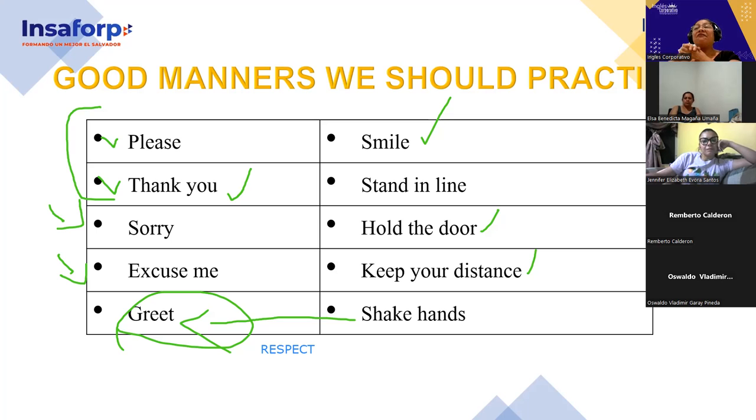Shake hands firmly. And the whole hand. That is the best. The whole hand and firmly.